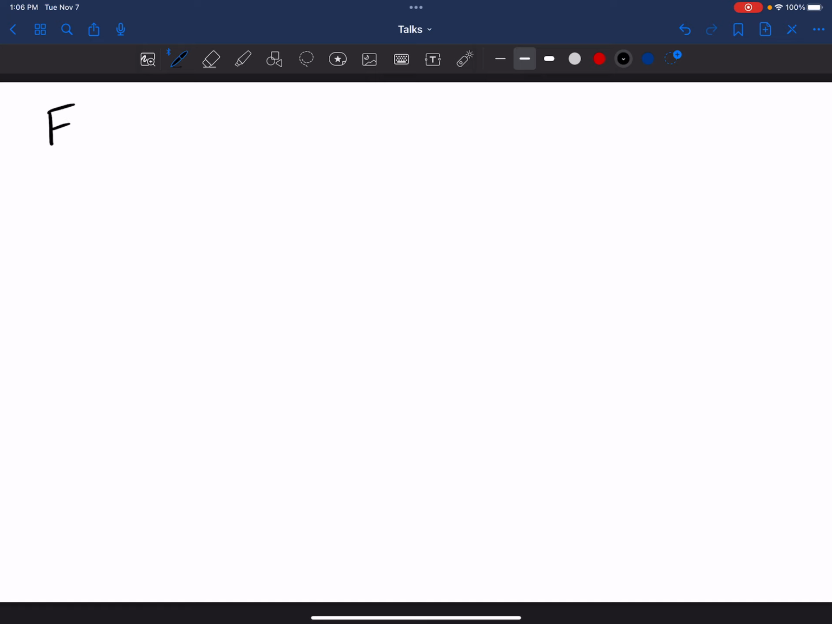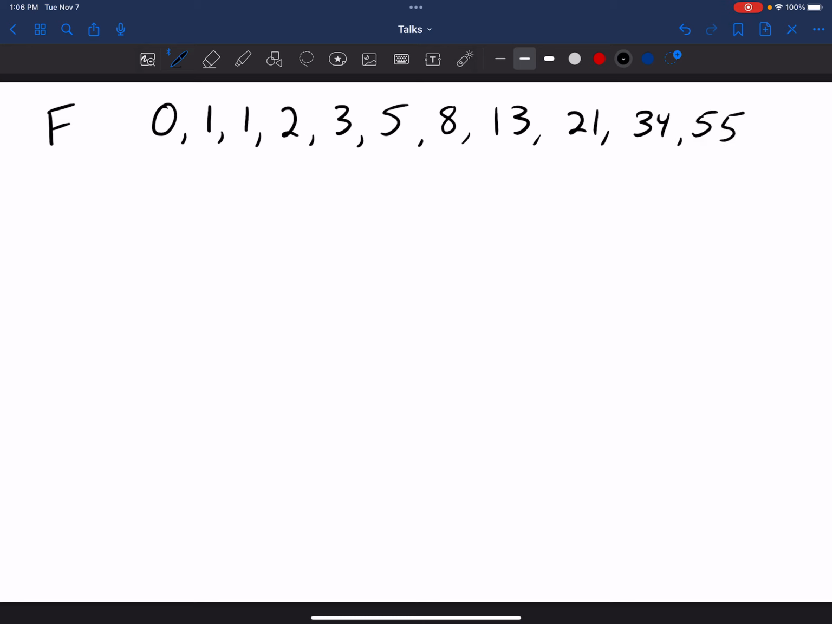All right, so here is the Fibonacci sequence, in case you forgot. It starts with 0, then 1, and then every number is the sum of the two previous numbers. So 0 and 1 is 1, 1 and 1 is 2, then 3, then 5, then 8, 13, 21, 34, 55, etc. It goes on and on. And again, you can see that each number is the sum of the two previous numbers. 21 is 13 plus 8.